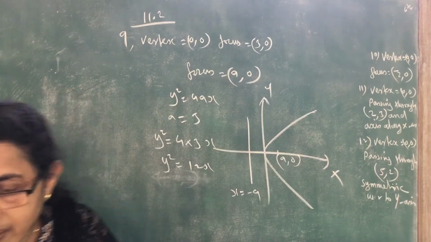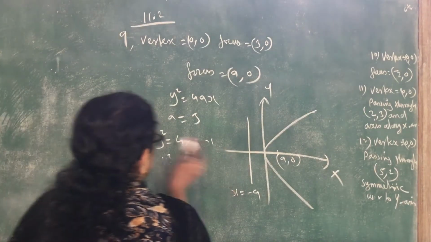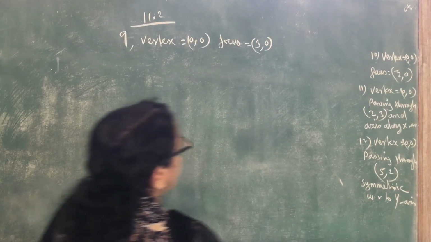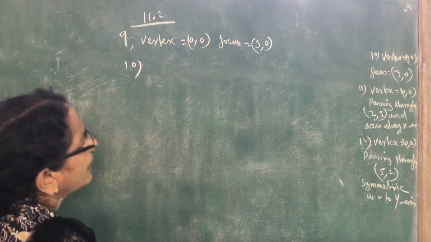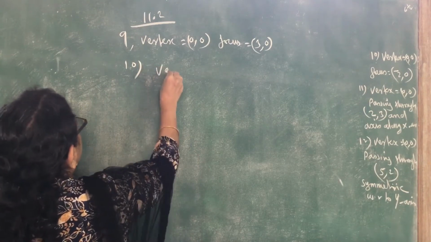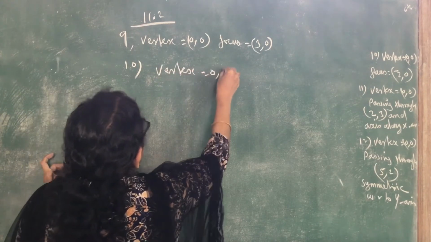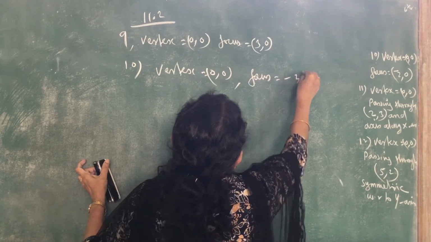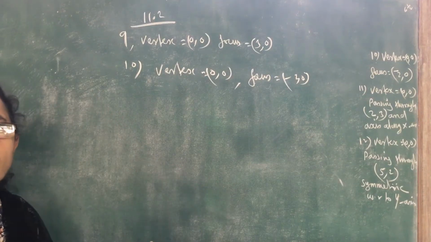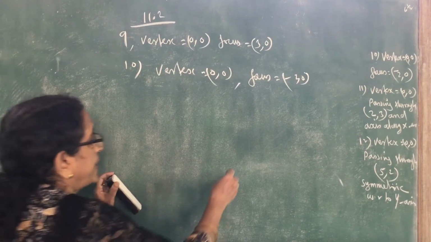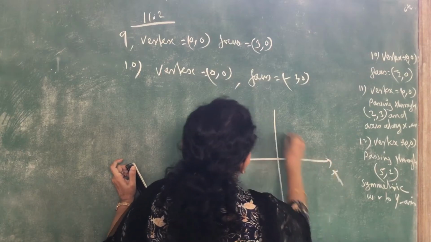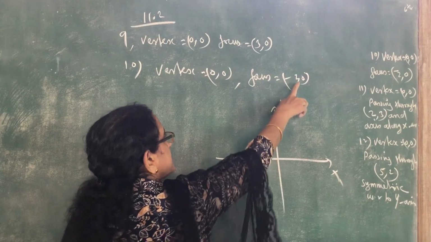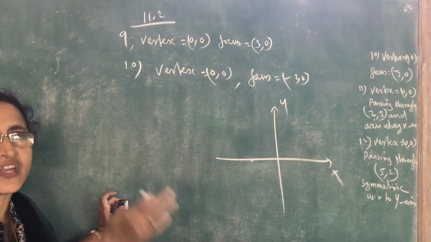Now the 10th one. Here vertex is 0, 0 and focus is minus 2, 0. So focus minus 2, 0 means minus a, 0. What is that parabola? Focus minus a, 0 means it is on the x-axis, since the y coordinate is 0.